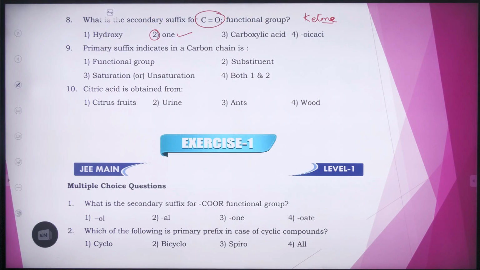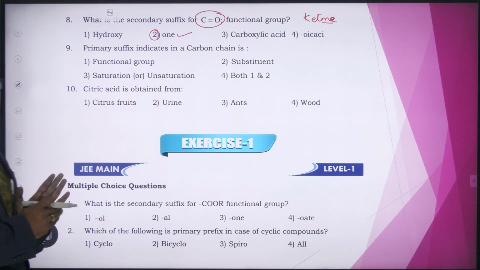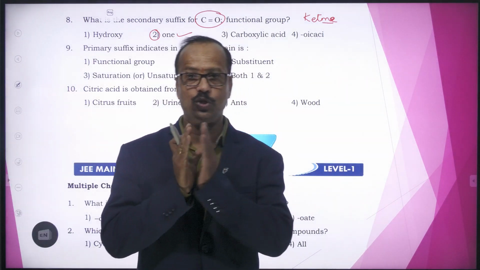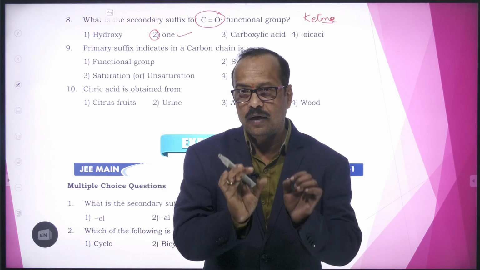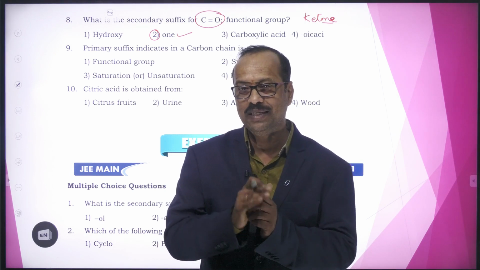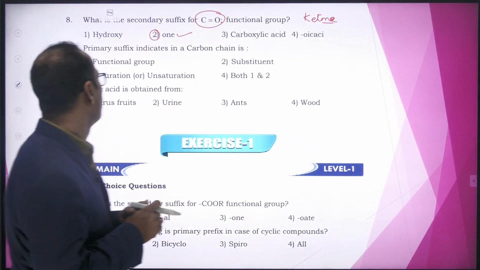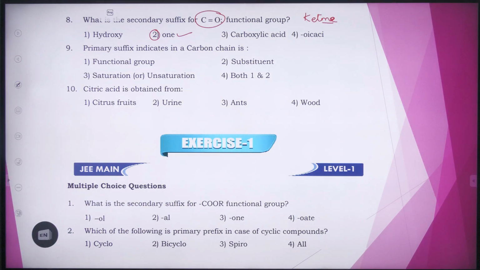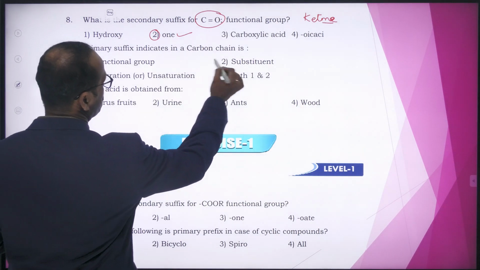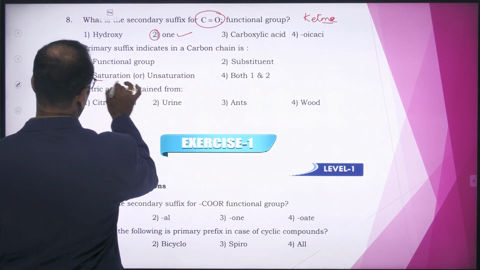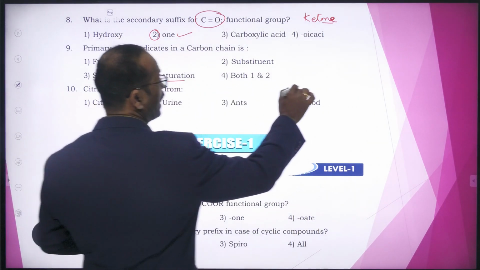Next, primary suffix. Primary suffix indicates in the carbon chain. Primary means what? What I said? First the root word. Immediately after the root word, what will be added? That is called the primary suffix, right? So what is the primary suffix? Functional group, no. Substituent, no. Saturation or unsaturation. Why? I'll give an example now.